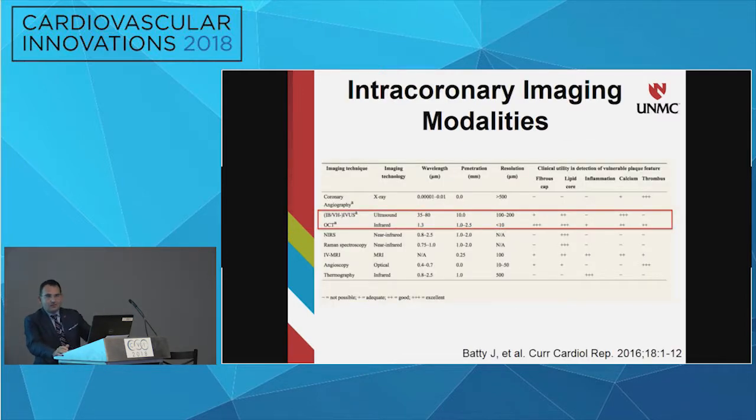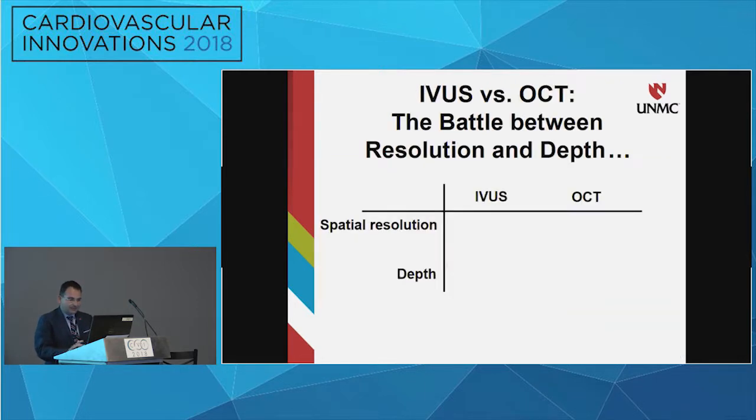This is the list of intracoronary imaging modalities over the last 20 years: IVUS, OCT, near-infrared spectroscopy, Raman spectroscopy, intravascular MRI, angioscopy, thermography. Taking everything together, the best combination of resolution and depth culminated in IVUS and OCT. Those are the two modalities which ultimately dominated the field of intracoronary imaging.